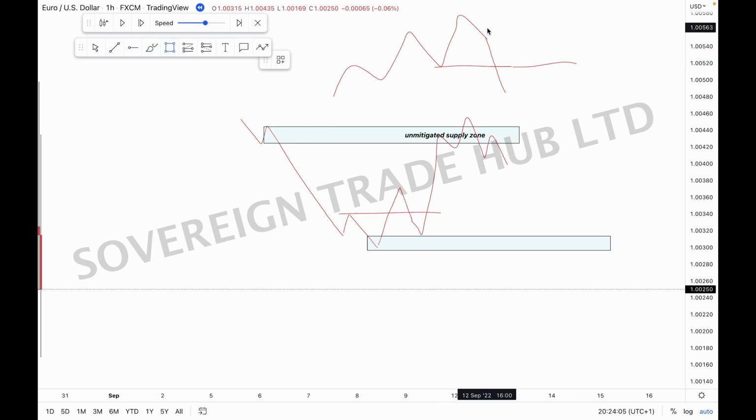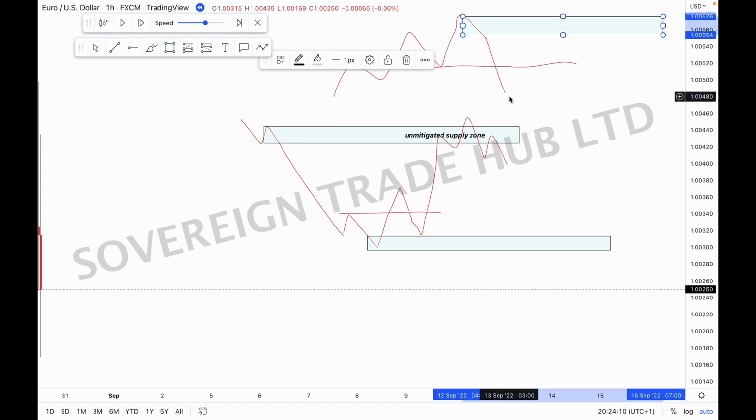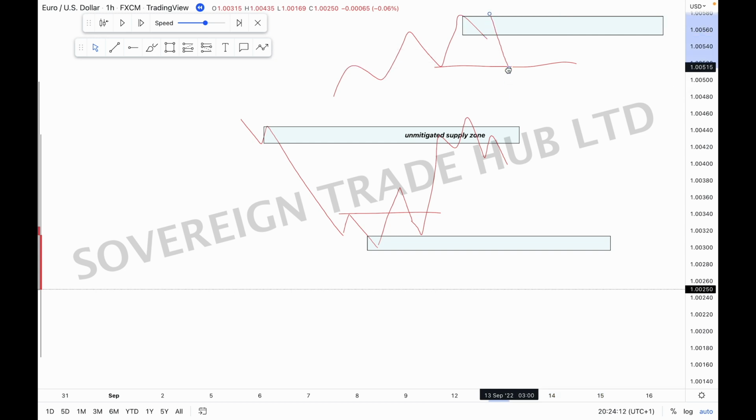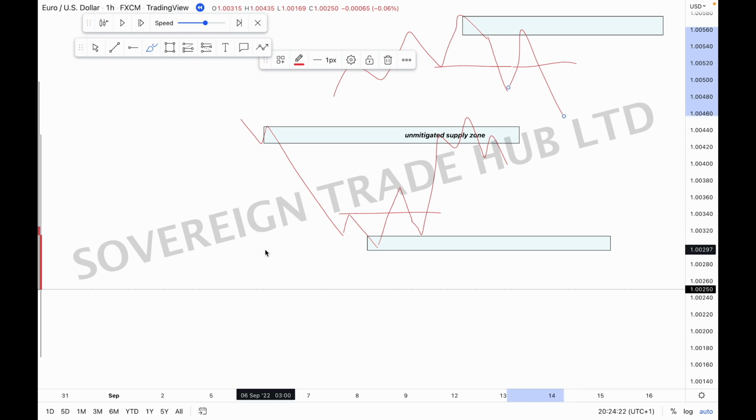Now we'll just have to extend the zone that sponsored this break of the higher low, and we'll wait for the market to retrace into that zone. That's just as simple as that. If the market retraces into this zone that broke that low, we will be looking for a sell.